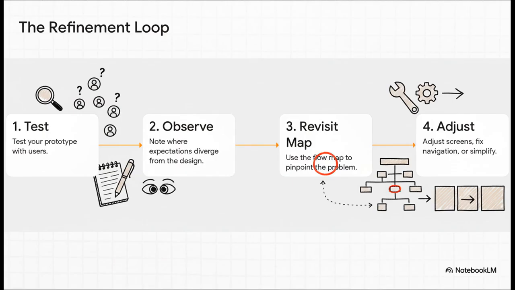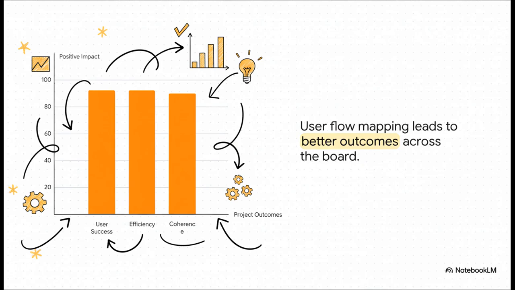And this sets up this awesome feedback loop, right? You test with users, you watch where they get confused or go off track, where what they do is different from your map. Then you go back to the map to see exactly where the problem is. And then you can make a super targeted fix. Adjust a screen, change some navigation, whatever it takes. Then you test it all over again. Simple, but so powerful.